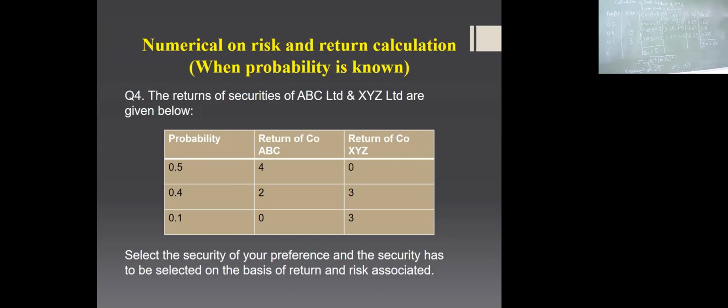Okay, so students write an interpretation that you would select company ABC as the investment avenue instead of XYZ, because when compared to returns also ABC company is giving you a higher return and the risk also involved in ABC company is lesser, whereas XYZ company the risk involved is high. So write an interpretation that as an investor, we would invest in company ABC because the risk involved is less and the return involved is more.